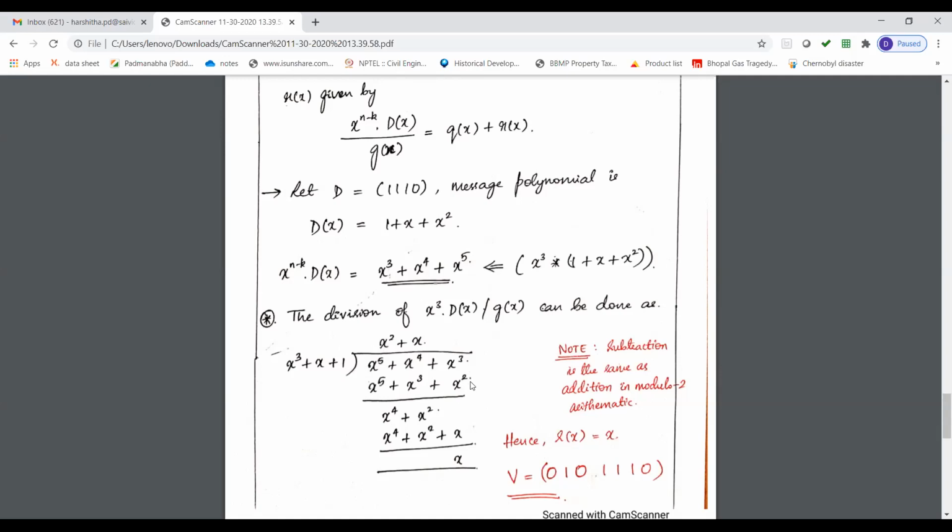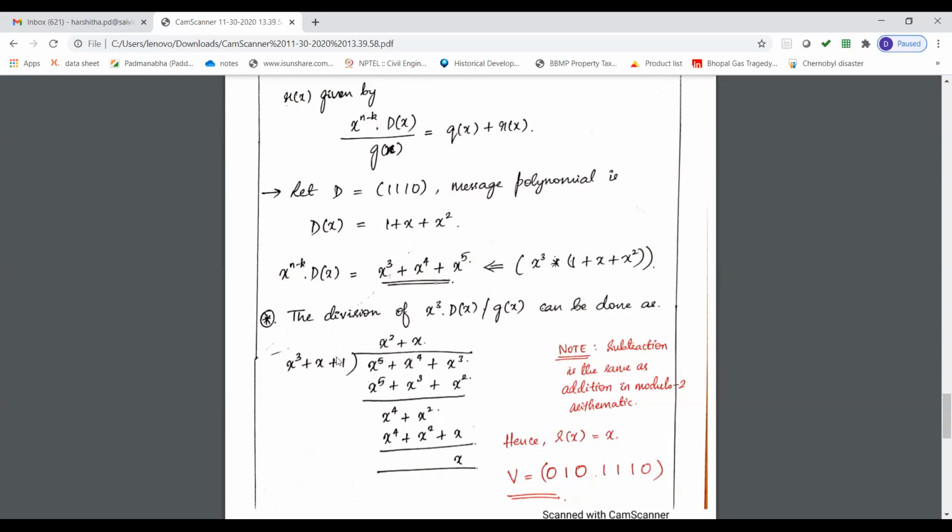Now we will have to perform modulo 2 subtraction. So these two terms will get cancelled, and now we will have to consider the terms with even powers. So here I'll consider x to the power of 4, and here I'll consider x to the power of 2. And next here I have x to the power of 3, here I have x to the power of 4.